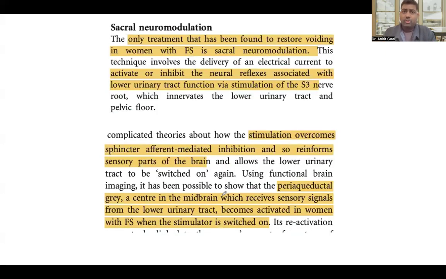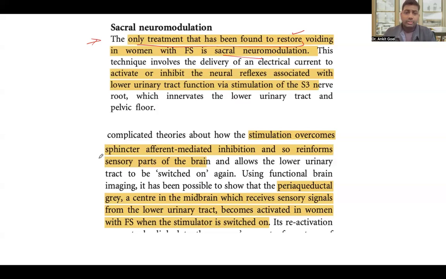Now, how does it work? This is the latest review that we have available, and it says that the only treatment that has been found to restore voiding in patients with Fowler syndrome is sacral neuromodulation. This can activate or inhibit the neural reflexes. So basically, that's why it's called modulation, because it can act in different ways. And sacral neuromodulation not only modulates the local reflexes, it has an effect at the level of the forebrain, at the level of the higher center.